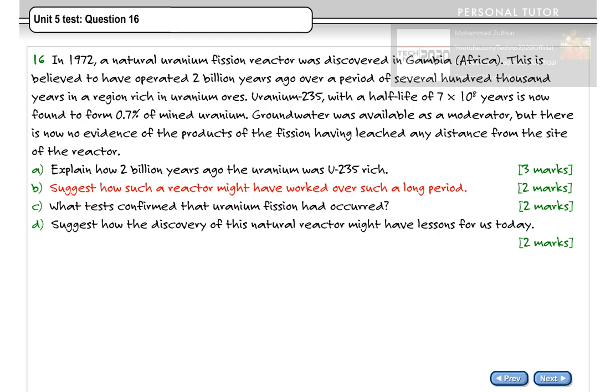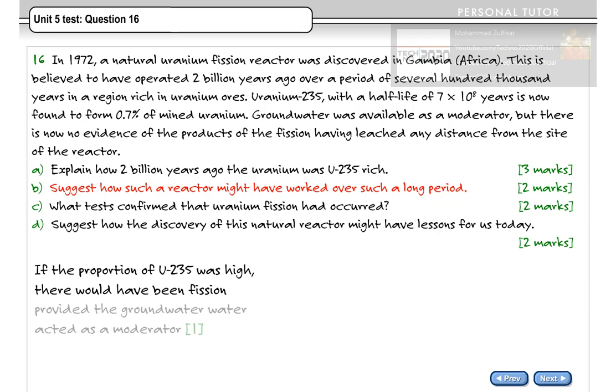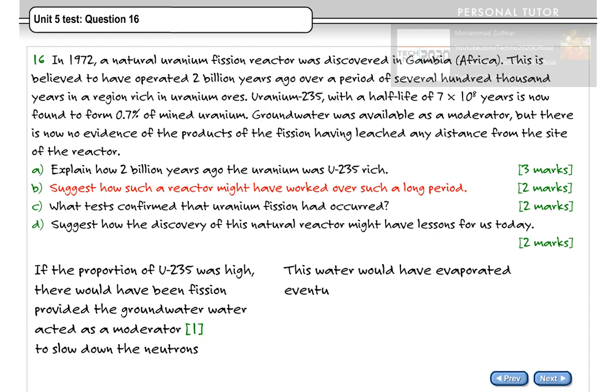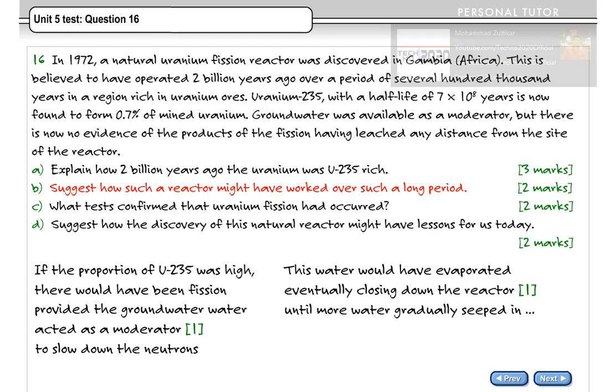Part B is a suggest question. This means that you are not expected to know the answer, but to have a go. When the proportion of U-235 was high, there would have been fission occurring, provided that the groundwater acted as a moderator to slow down the neutrons. As the reactor worked, this water would have evaporated, eventually closing down the reactor, until more water gradually seeped in.